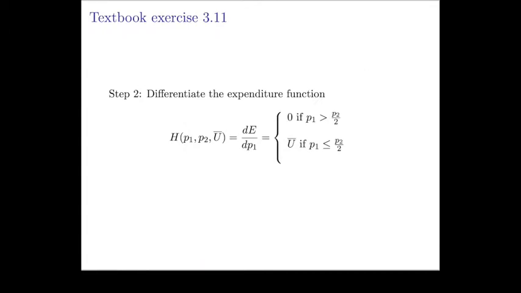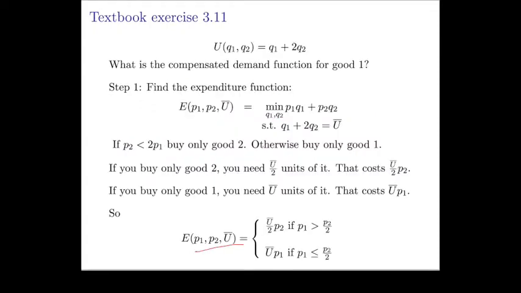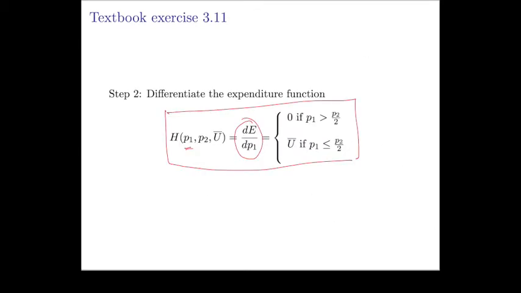Okay, so now we've got the expenditure function. How do we get the compensated demand? Remember, Shepard's lemma tells us that the compensated demand for good 1 is just the derivative of this thing with respect to the price of good 1. So all we have to do is take the derivative of what we had on the previous slide. If we take the derivative of the first piece with respect to the price of good 1, it's 0. Take the derivative of the second piece with respect to the price of good 1, it's just U bar. That's what we find here.